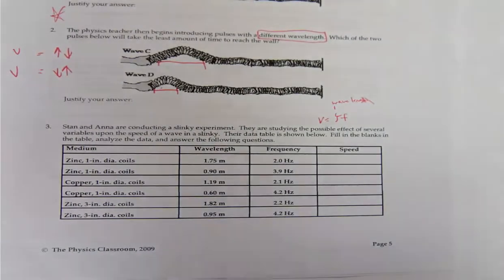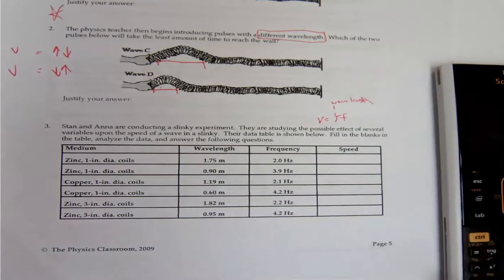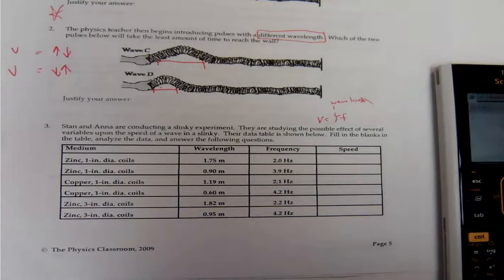Alright, so this is actually pretty easy. We're using our formula straight up. This is like the easiest calculation you're going to do. Stan and Anna are conducting a slinky experiment. We've got to find speed.